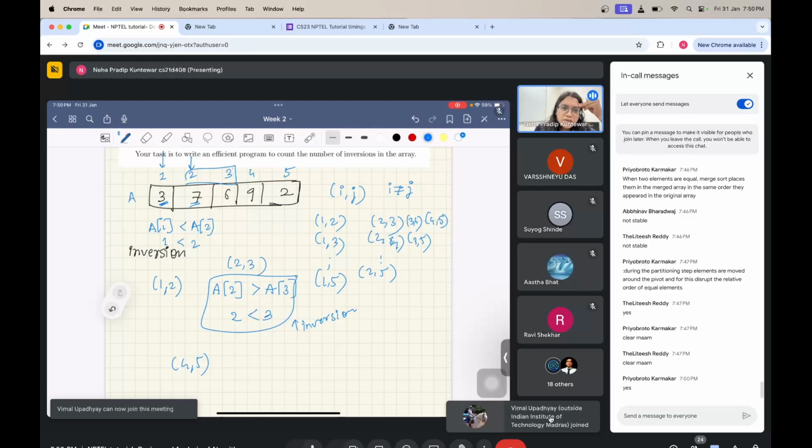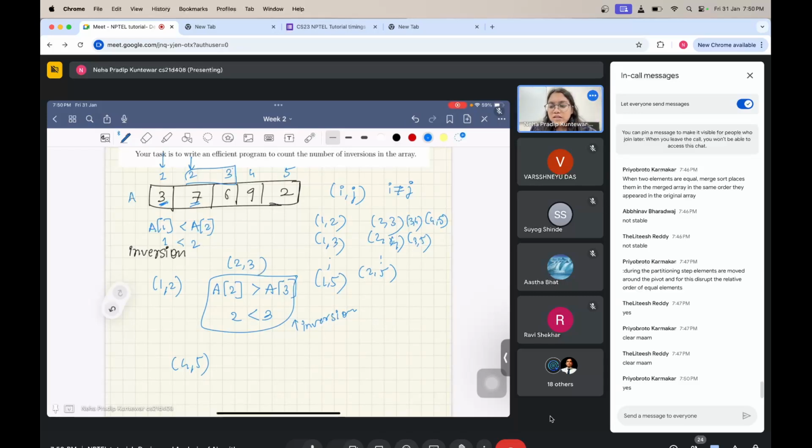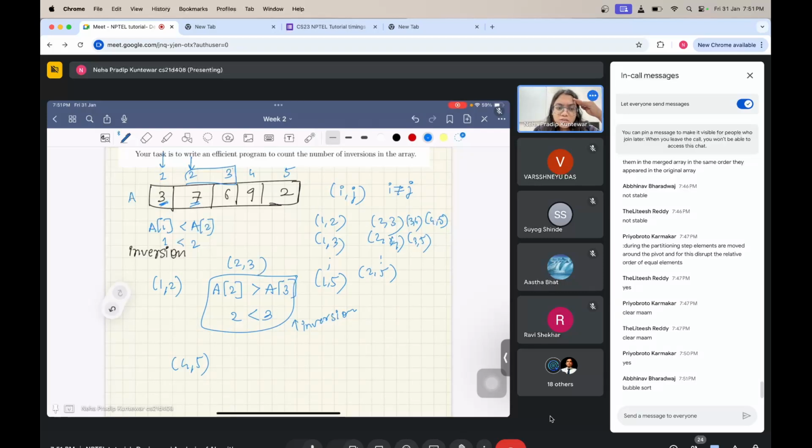You can try to come up with an algorithm by yourself, but you have seen at least two sorting algorithms that, if you modify them slightly or observe something very small, directly give you the count of the number of inversions. Bubble sort and insertion sort. Okay, so insertion sort is correct. So how do you modify that algorithm to give you the inversions?